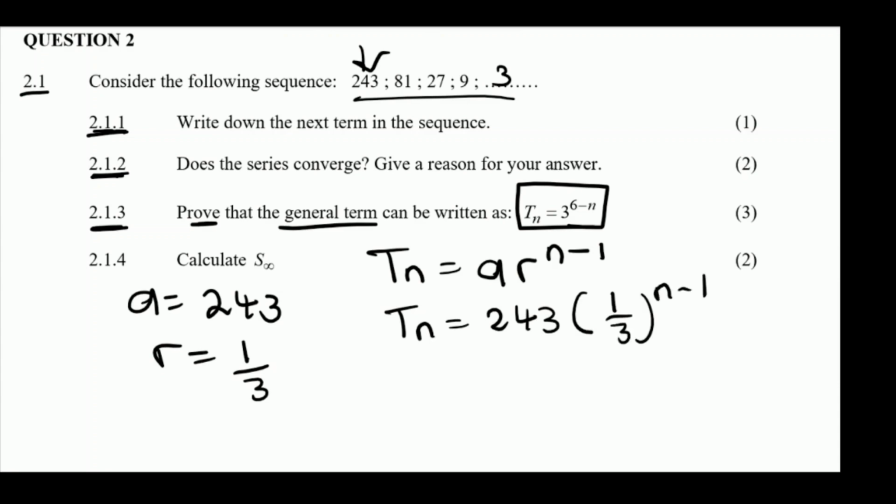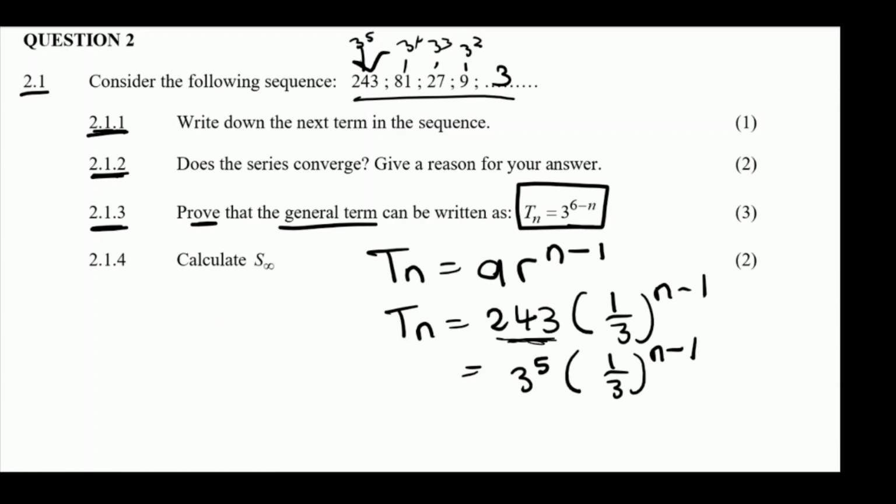Remember about the 243. In the previous question, 2.1.1, I said this is 3 to the power of 2, this is 3 to the power of 3, this is 3 to the power of 4, and this is 3 to the power of 5, right? So we can simply write that as 3 to the power of 5, then into 1 over 3, all to the power of n minus 1, right? Then now we need to simplify this problem here. So for us to simplify it so that it looks exactly the same as this here, we're going to write 3 to the power of 5 into, in exponential form, 3 to the power of minus 1, to the power of n minus 1.